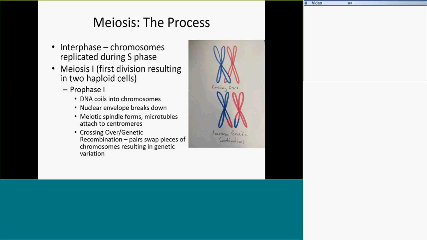The first division of meiosis will result in 2 haploid cells. This is what we call a reduction division. Prophase 1, and you want to keep all of these different phases straight and know what is happening in these different phases. We have 2 divisions taking place here with meiosis, 1 with mitosis, but 2 with meiosis.